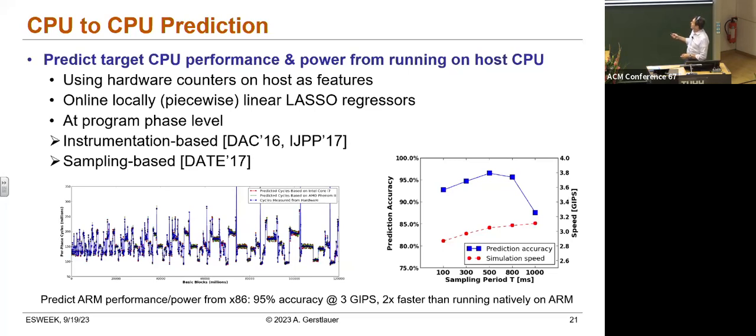In this case, what we applied is a locally linear, piecewise linear lasso regression in this example. Again, the problem is nonlinear. You cannot do globally linear, but you can at least do piecewise linear approximations. And you do that at program phase level.